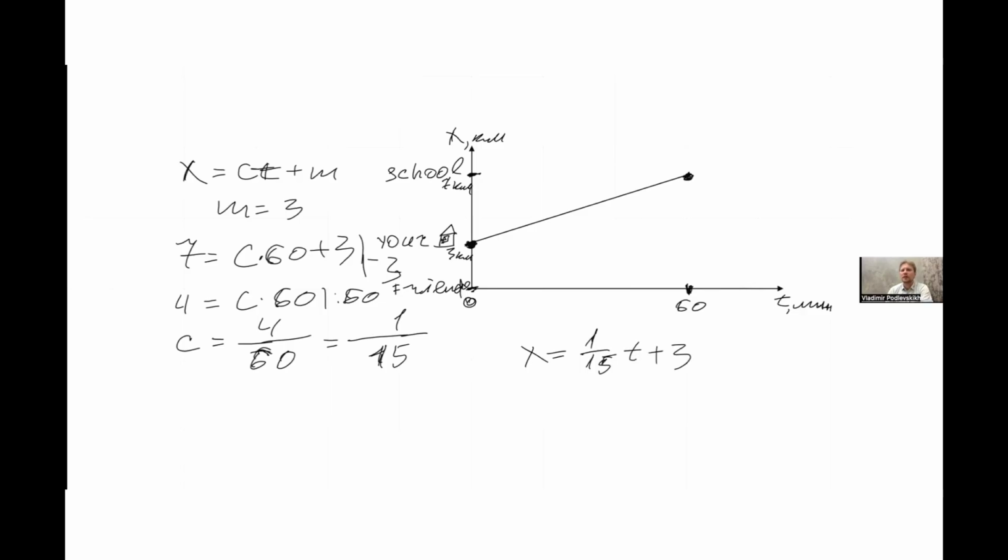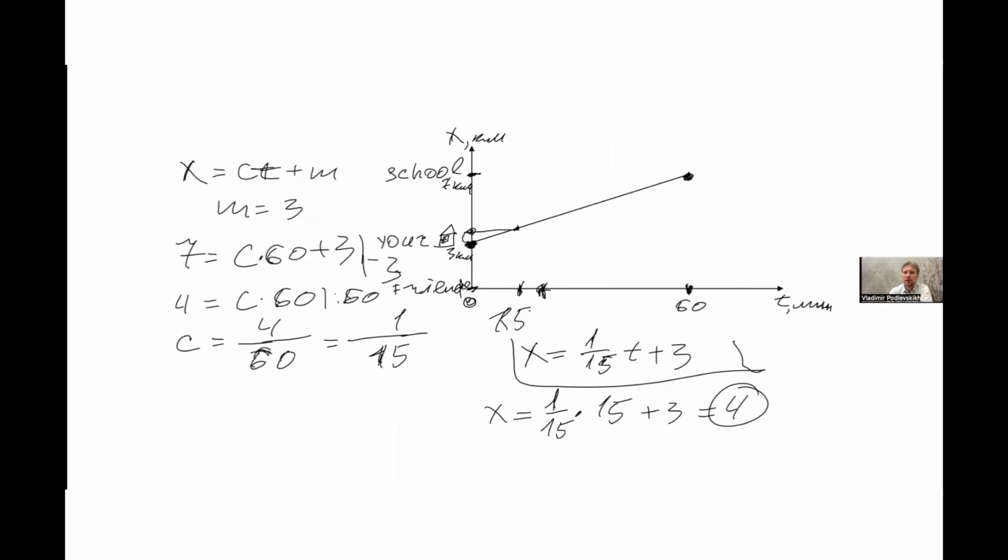What could we get interesting from this equation? Let's assume you want to know where you would be in 20 minutes. It's better to calculate not in 20 minutes because it would not be a whole number, but in 15 minutes. We just apply this 15 minutes to the t because it's time. We get x equals 1 over 15 times 15 plus 3. This is 1. 1 plus 3 is 4. So we are at 4 kilometers. In 15 minutes, we will go 1 kilometer from our home.